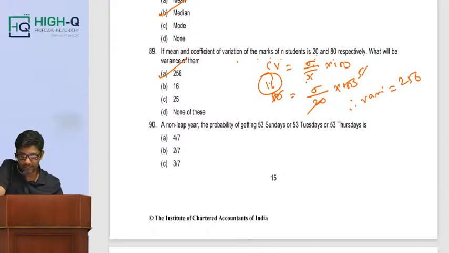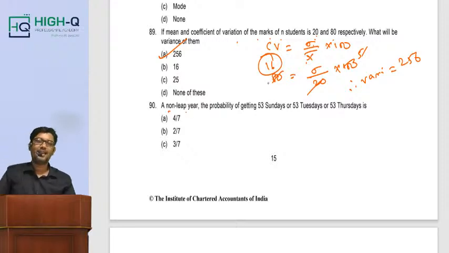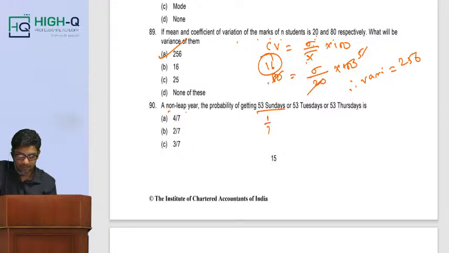So 256. A non-leap year, probability of getting, see, everyone knows it, my dear. Non-leap year probability is what? 1 by 7. Leap year probability is 2 by 7. 53 Sundays: 1 by 7 plus 1 by 7 plus 1 by 7. Simply you write it as 3 by 7.